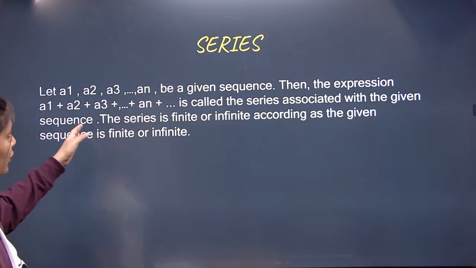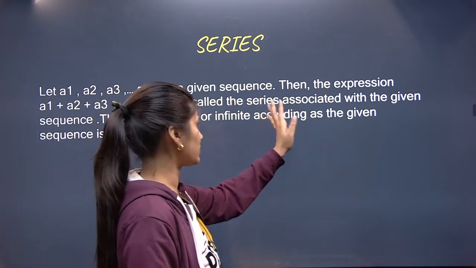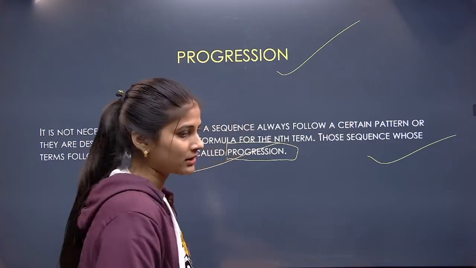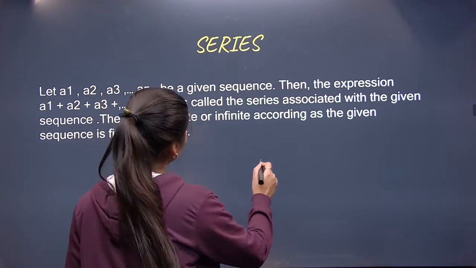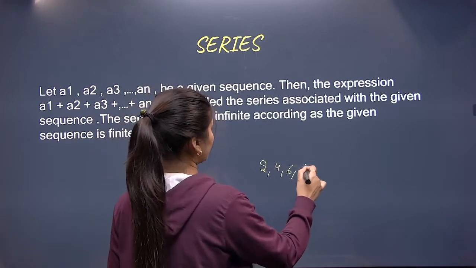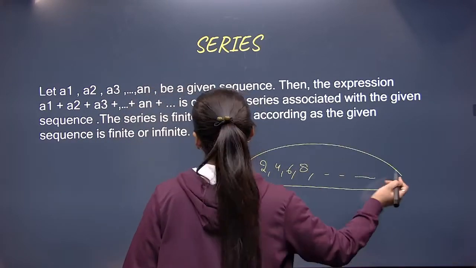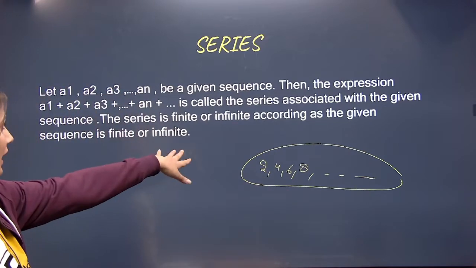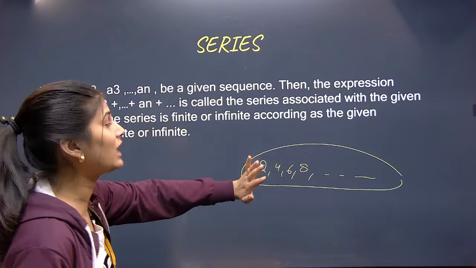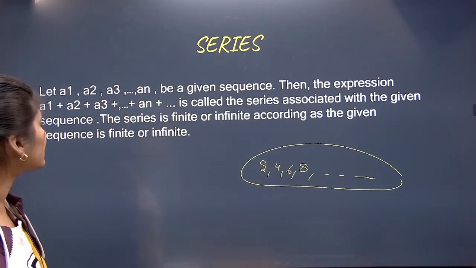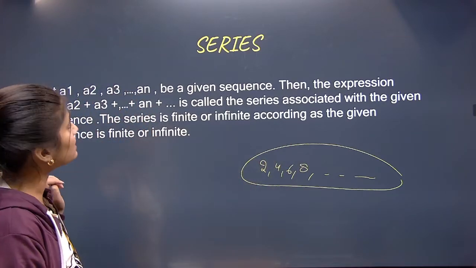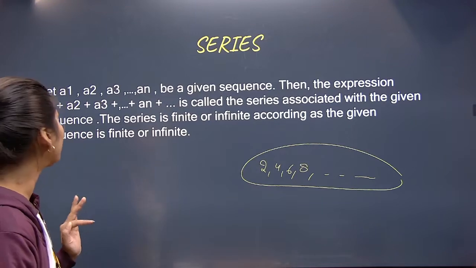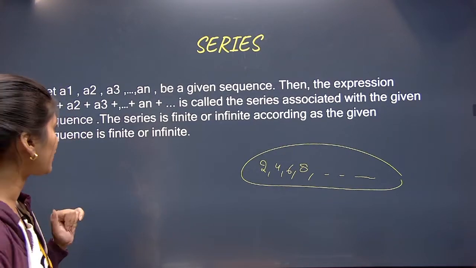Let a1, a2, a3, ..., an be a given sequence. Let us suppose you have a sequence 2, 4, 6, 8. Then the expression a1 plus a2 plus a3 till an is called the series. It can be called the series associated with the given sequence. The series is finite or infinite according to whether the given sequence is finite or infinite.